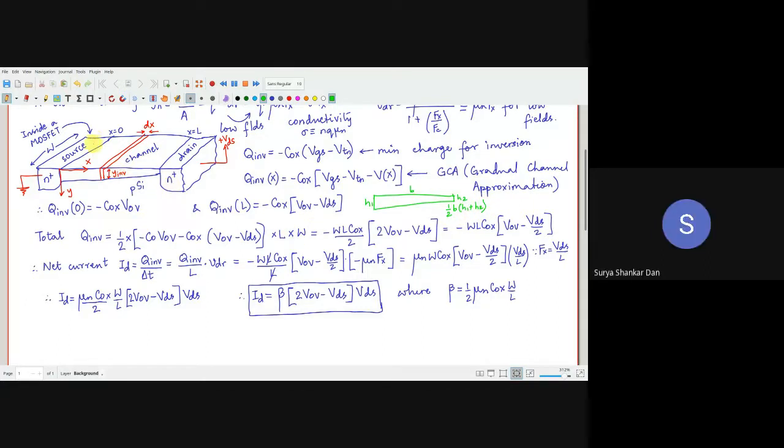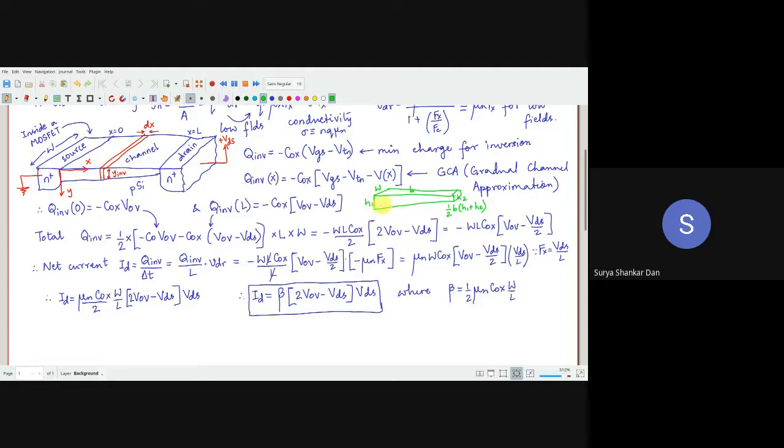H1 plus H2. What is H1? The charge at x equal to 0. What is H2? The charge at x equal to capital L. So that is what I have put here. Okay, this is the base over here. Now we will find this trapezoid, right? So trapezoid means there will be this thickness also. What is the thickness here? Obviously the width W. Very simple, right?